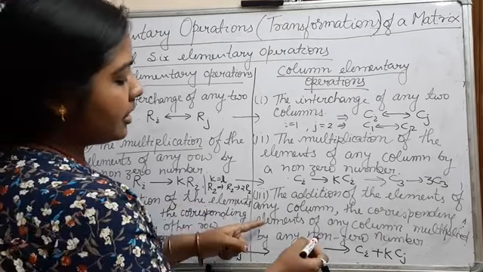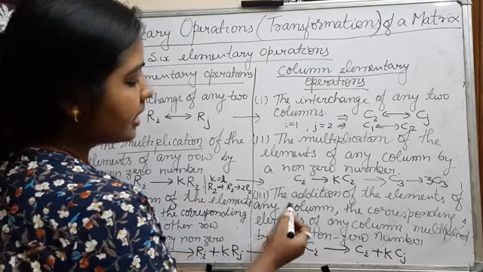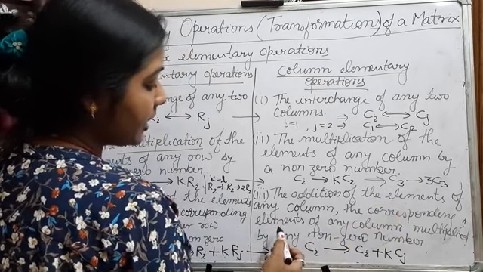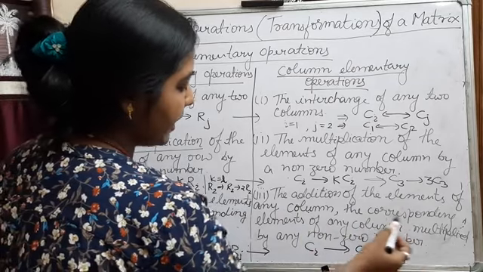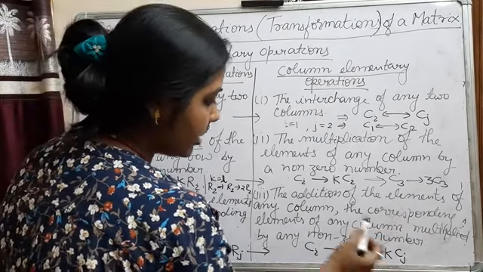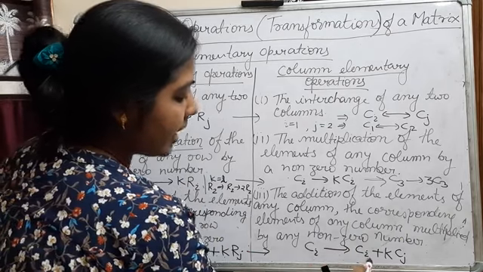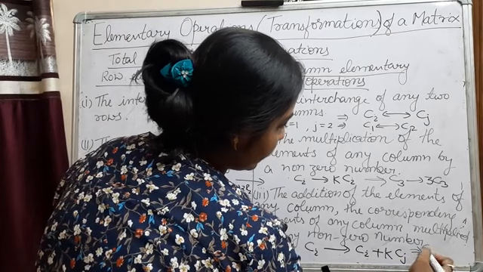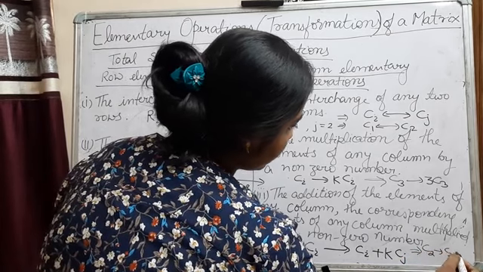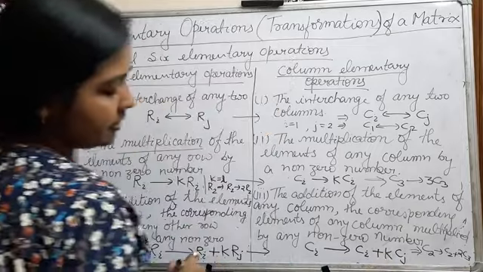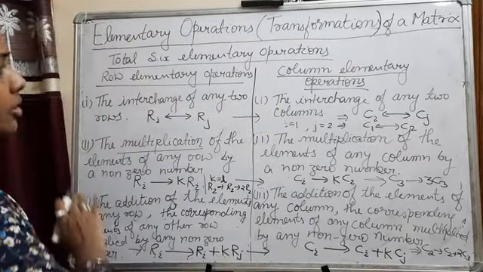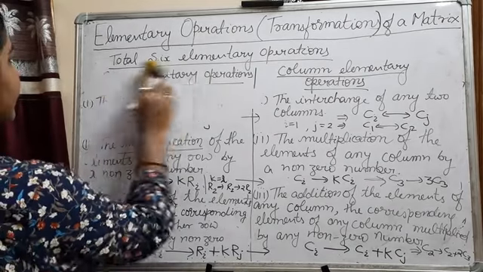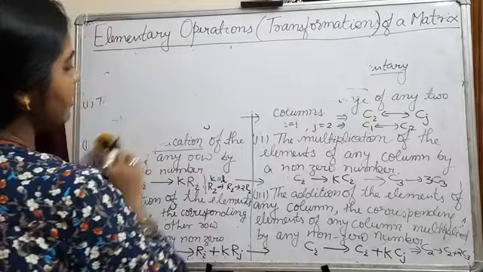Similarly, the elementary column operation is the addition to the elements of any column of the corresponding elements of any other column multiplied by a non-zero number. Ci tends to Ci plus kCj. We can take it like C2 tends to C2 plus 2C3. This is the example I have given. So these are the total 6 elementary operations. Basically we use these 6 elementary operations for finding the inverse of a matrix.